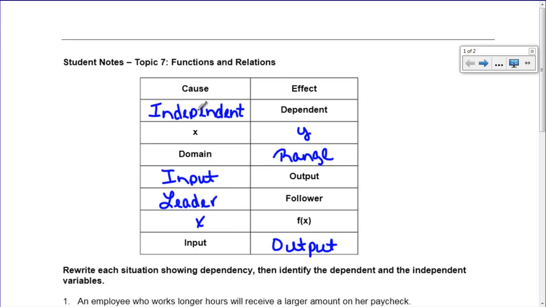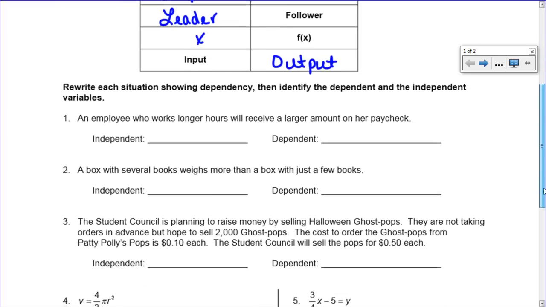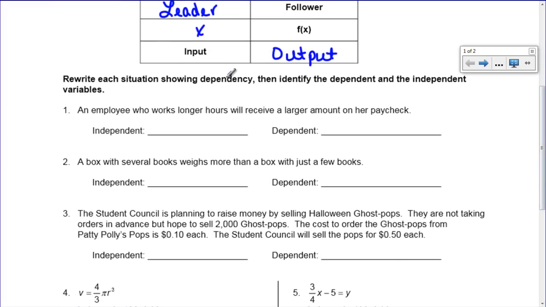So you get that all of these are the independent variables. They're the x values of whatever you're dealing with, and all of these over here are the dependent variables and your y values of whatever you're dealing with. So the next few things we're going to rewrite showing dependency. We're going to write it as a statement that says blah depends on blah, and then we're going to identify what the dependent and independent variables are.